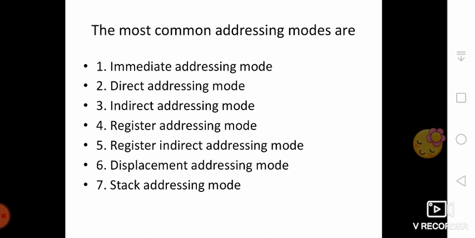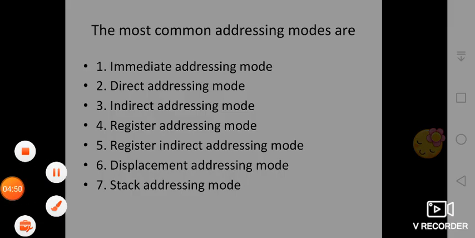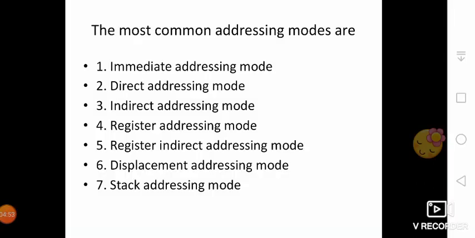Then register indirect. Register indirect is similar to indirect addressing mode. The address field of the instruction refers to a register. The instruction specifies a register in the CPU whose content gives the address of the operand in memory. The selected register contains the address of the operand rather than the operand itself. So the register contains the effective address of the operand. This mode uses one memory reference to obtain the operand.